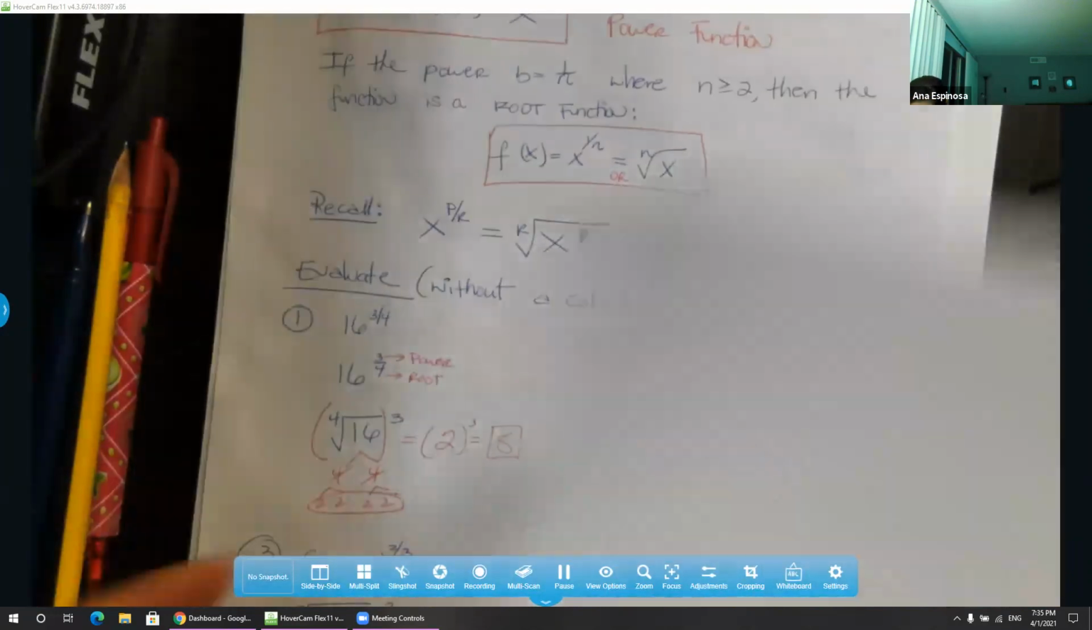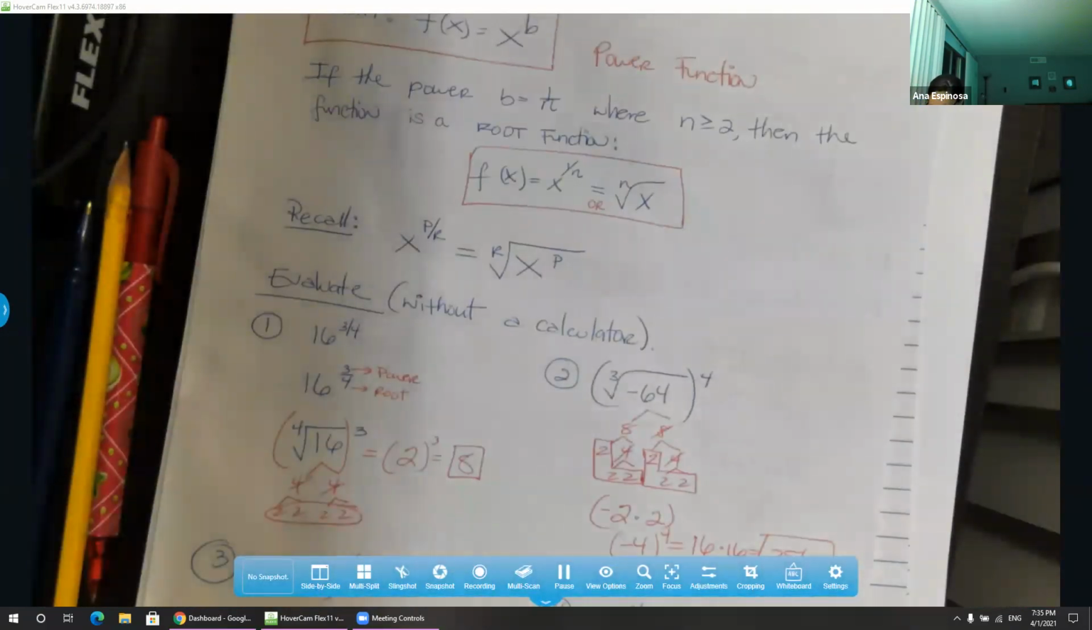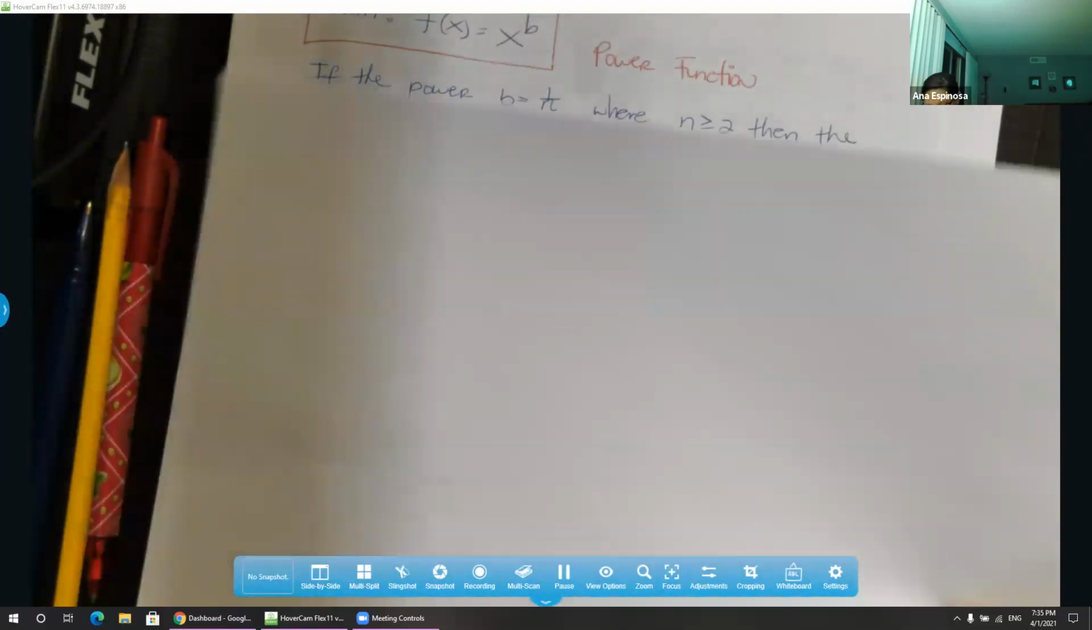All right, so 5.4. 5.4, we've got power and root functions. The form is the following.